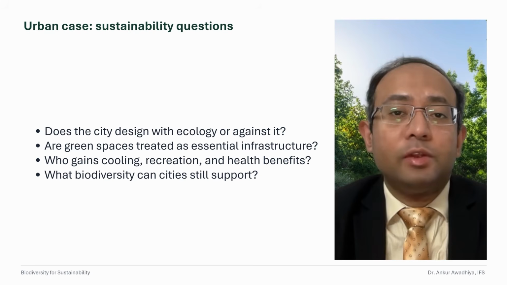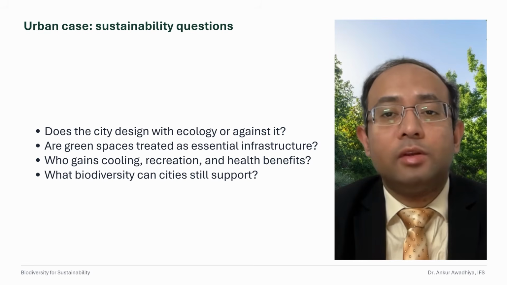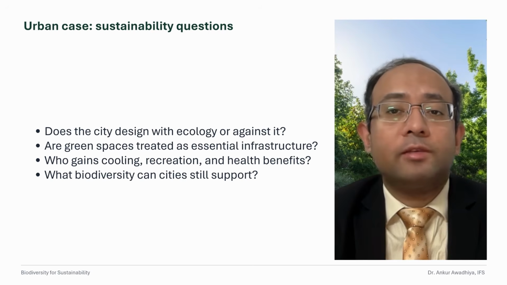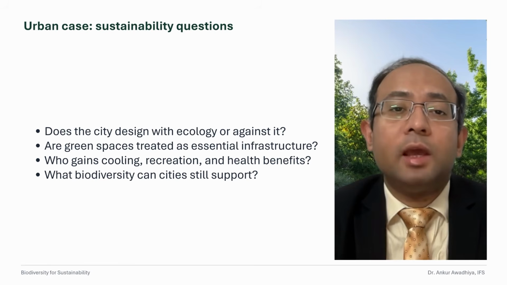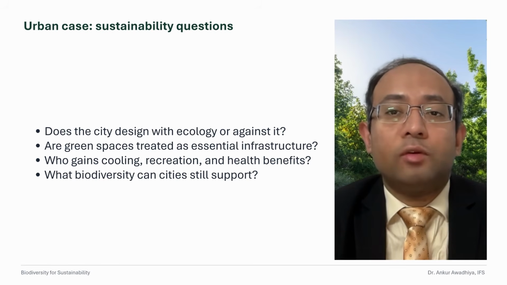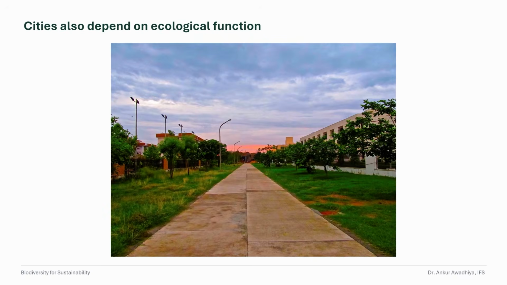Does the city design with ecology or against it? Are urban green spaces treated as decoration or as essential infrastructure for livability? Who gains access to cooling, recreational, and health benefits? And what biodiversity can the city still support through thoughtful planning and green corridor design? This case reminds us that sustainability thinking should shape ordinary urban planning decisions, not only protected area policy or rural land management. You now have the framework, so let us try applying it here.